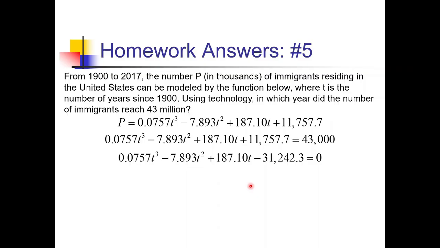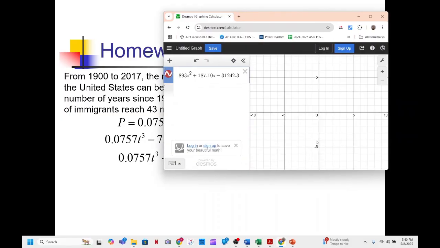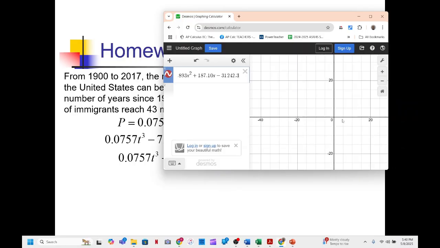So let's go to Desmos Grapher, and let me put my function in now. I'm going to just call this f of x. So f of x equals 0.0757 x to the third power minus 7.893 x to the second power plus 187.10x minus that crazy number 31,242.3. And let me expand my window a little bit so I can see. And I see nothing. Well, let me zoom out until I see something. We'll just keep zooming out.